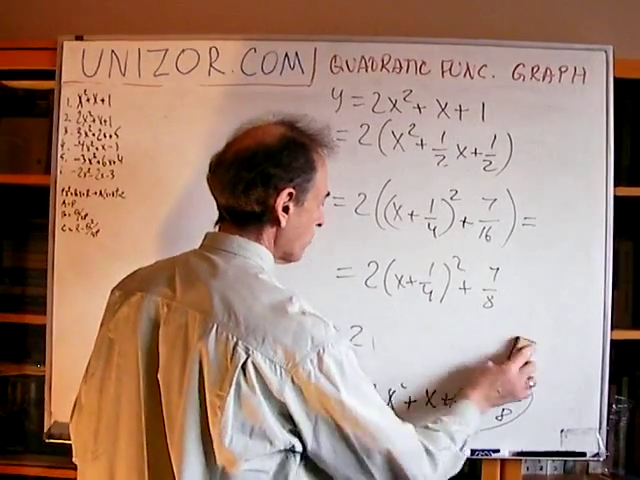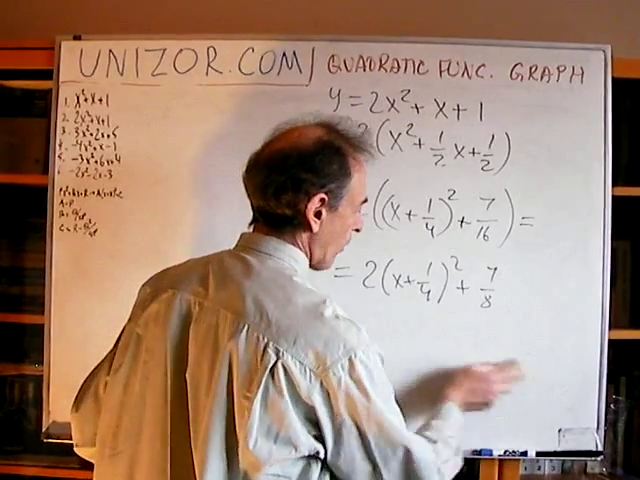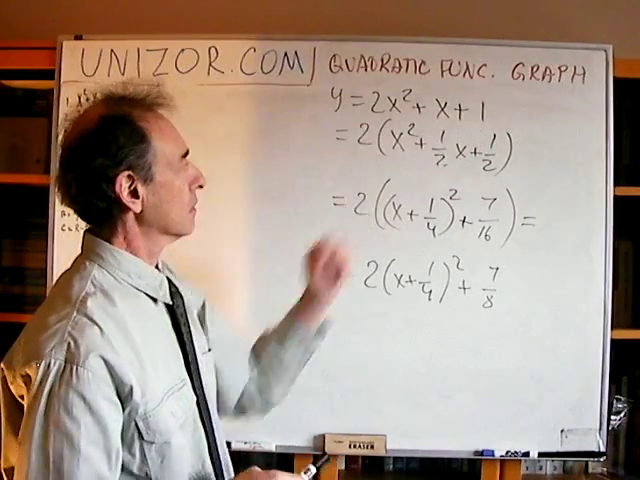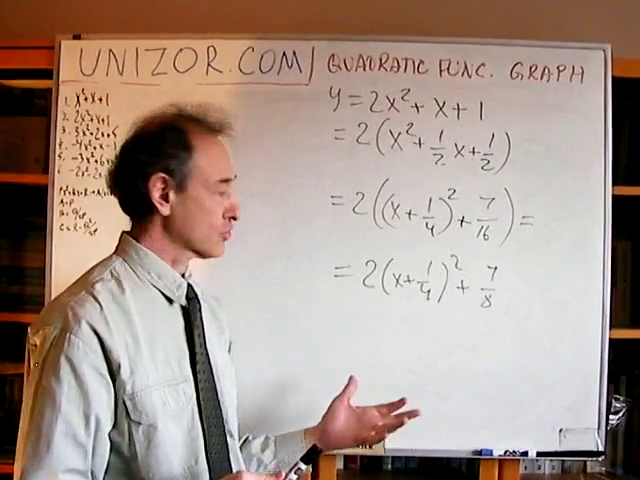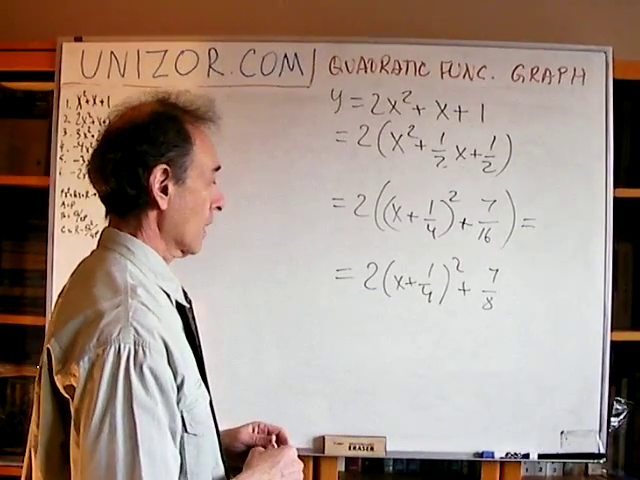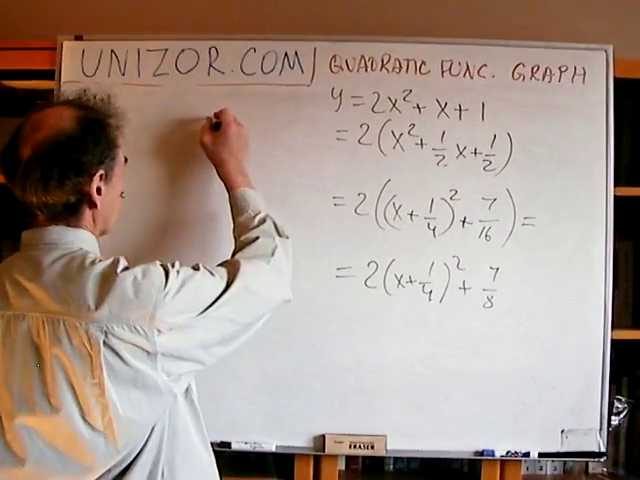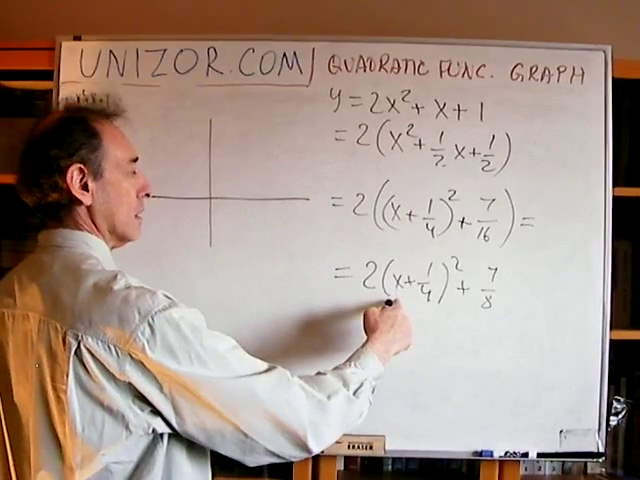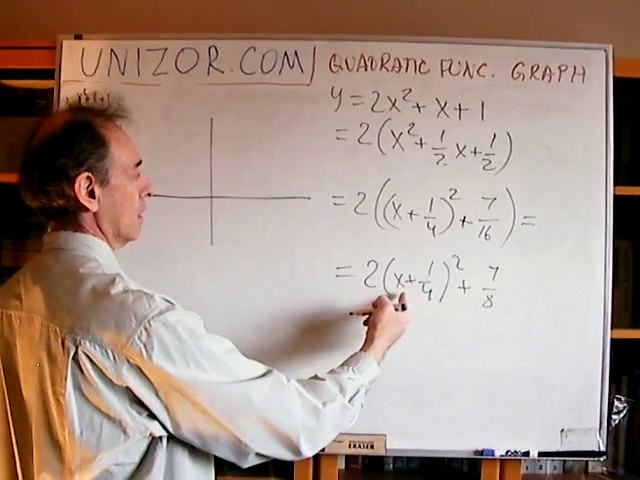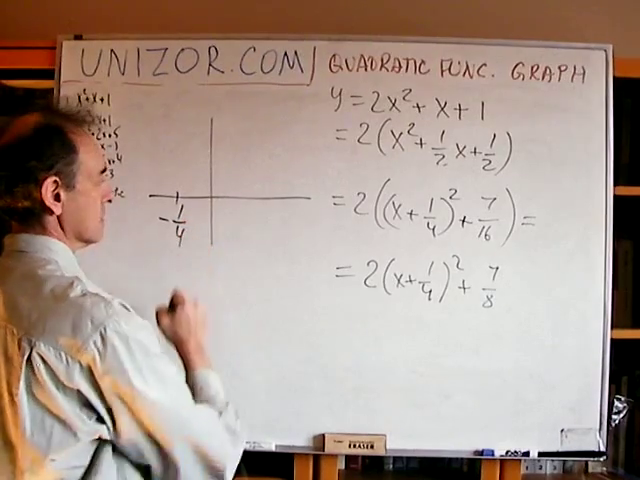But what's the most important is that I have transformed or converted my original general representation of quadratic function into full square. And now I can say very definitively how this particular graph looks like. So you have to shift my y equals x squared to -1/4, so it's this way.